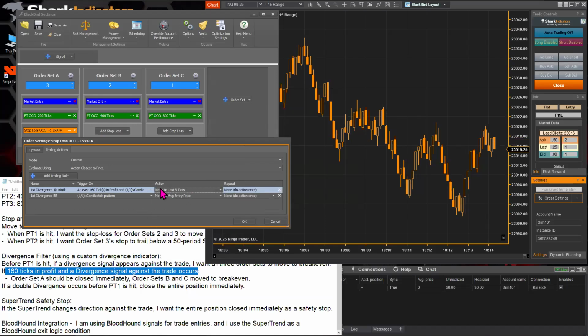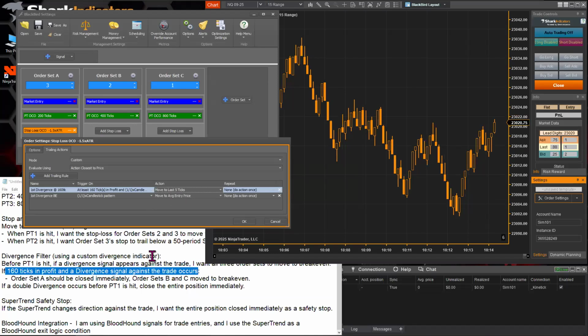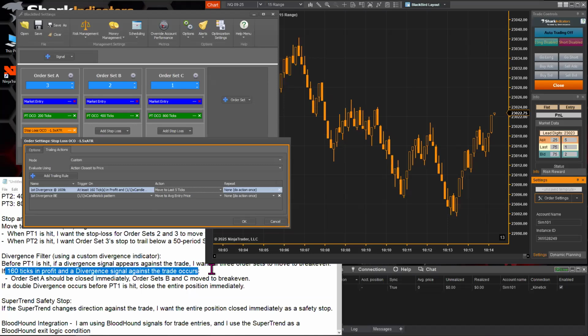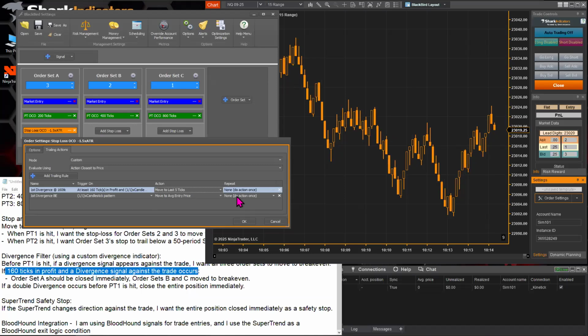And that will close out this order set just by simply moving your stop loss past the market. Also, since I didn't really include this last time, these are one-time actions. Moving to break even, you can only do that once. Obviously, you can only close out an order set once. So there is no repeat, right? Those are left undone.